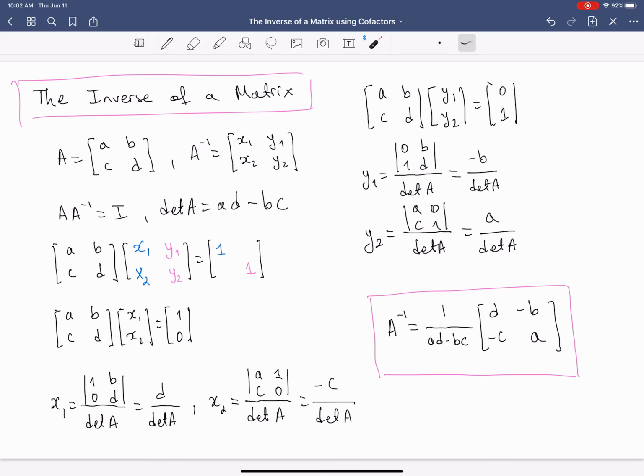Then similarly, if we go for y1, it is in position 1, 2. The cofactor that corresponds to it, in this formula, of course, is the cofactor of 2, 1. The cofactor of 2, 1 is negative b, because 2 plus 1 is an odd number. And then finally, for y2, the cofactor corresponds to the cofactor of 2, 2. So things are transposed, really, but you see that the cofactors come up.